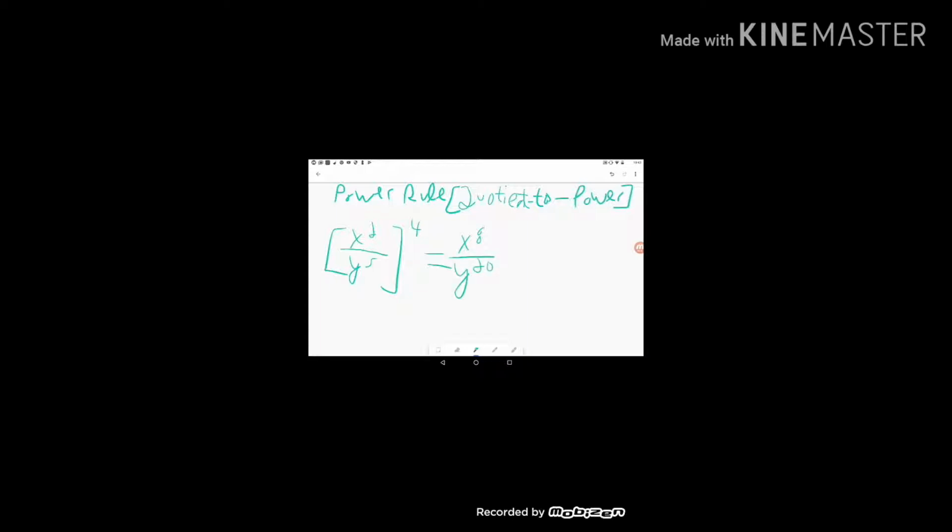And the reason being is because, once again, x squared raised to the 4th power gives you x to the 8th, and y to the 5th raised to the 4th power gives you y to the 20th. So far so good. Alright.